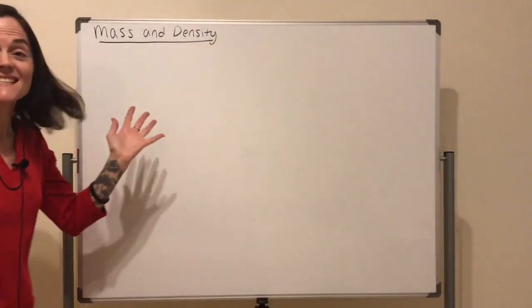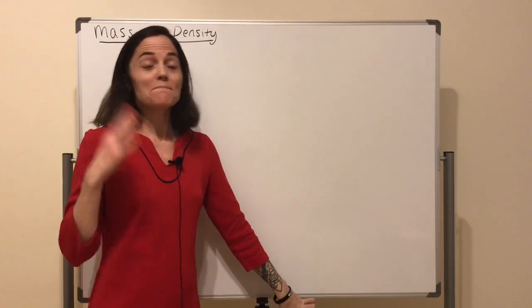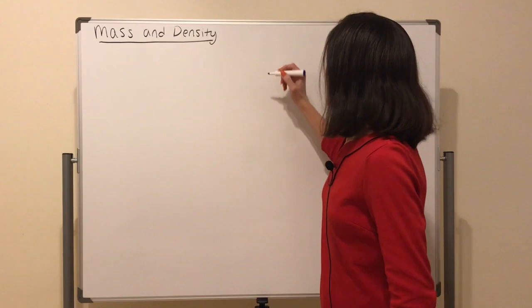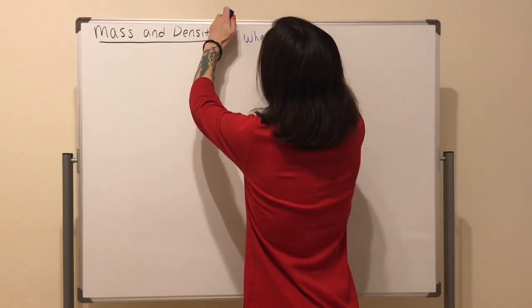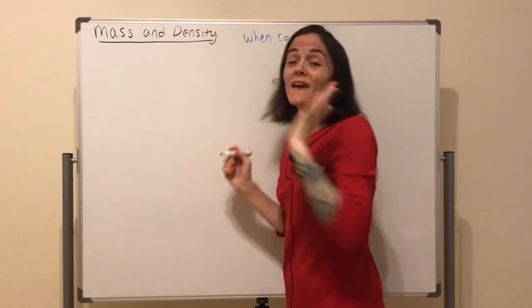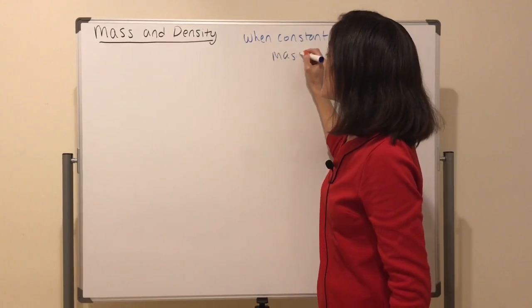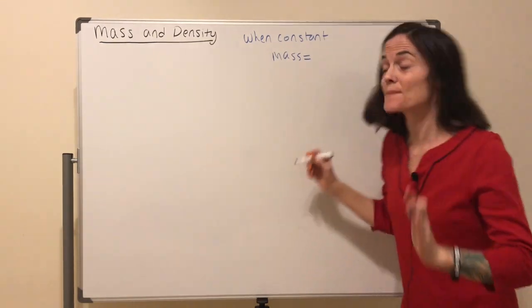Mass and density. The first thing we want to discuss is the constant case. When the density is constant, and this is an important part, we have the following: mass equals density times volume.